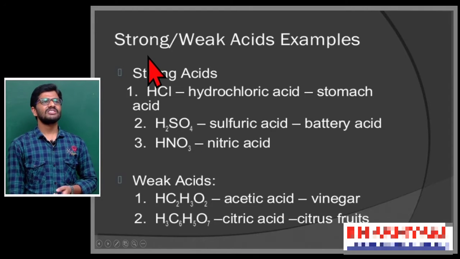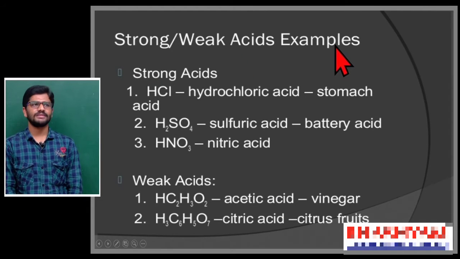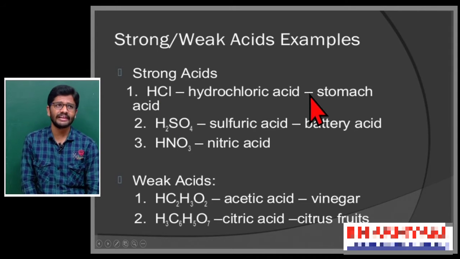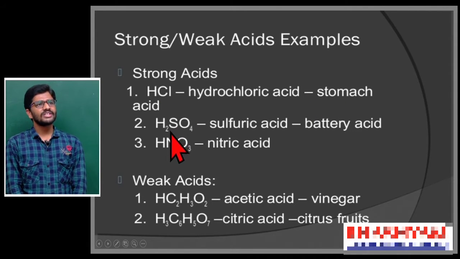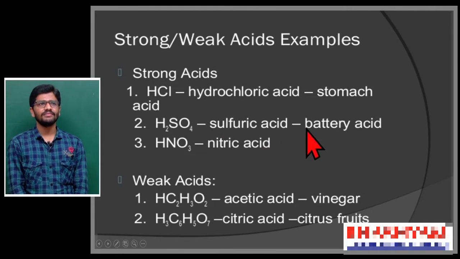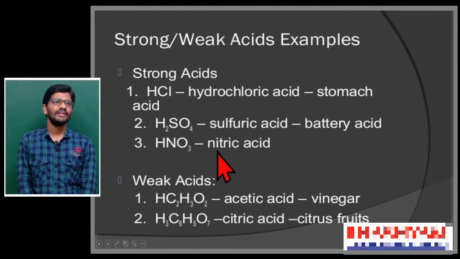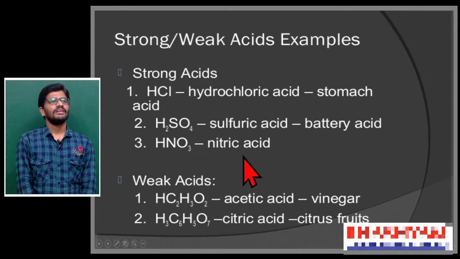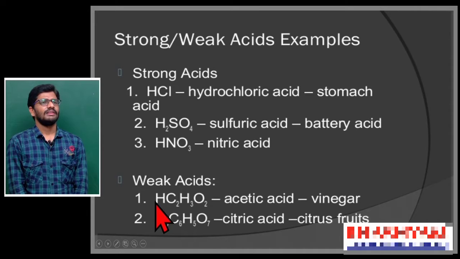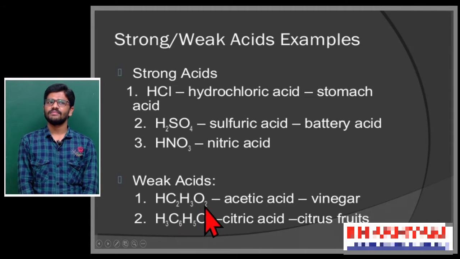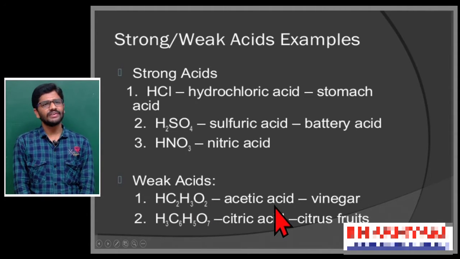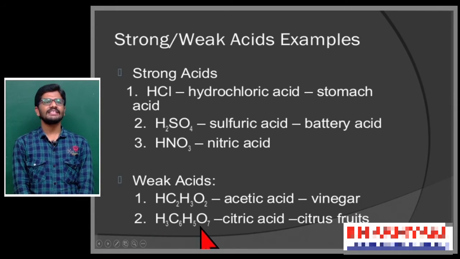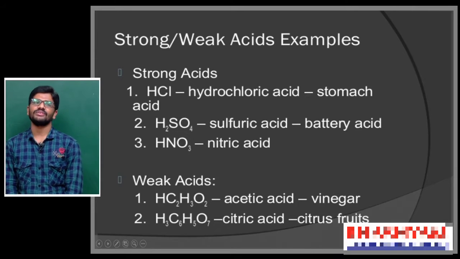Okay. Next, strong and weak acids, examples. Strong acids, examples: HCl, hydrochloric acid, it is stomach acid. Second one, H2SO4, sulfuric acid. This acid is used in battery acid. Third one, HNO3, nitric acid. Next, weak acids. Acetic acid is a weak acid. It is also called vinegar. Next, citric acid. Citric acid is present in citrus fruits.